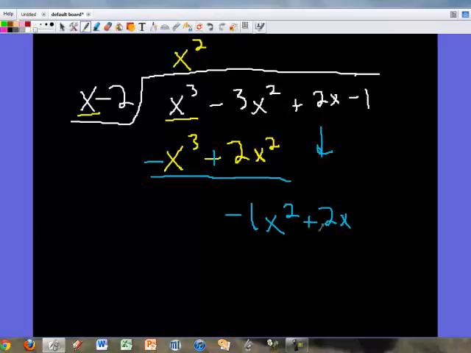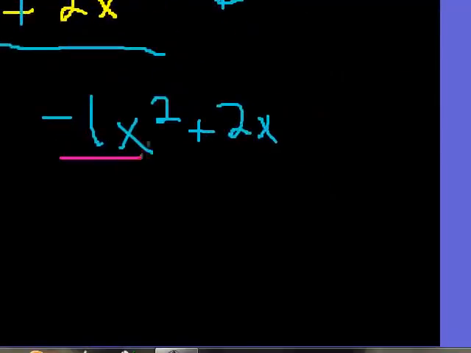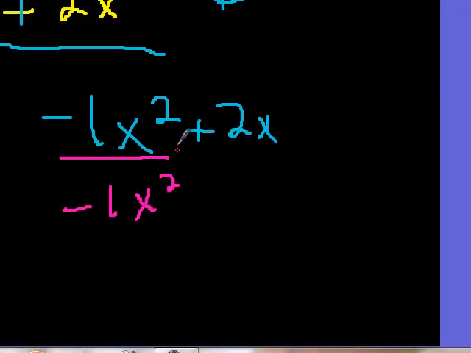And now divide again, only using this term and the x this time. So negative 1x squared divided by x, that gives you negative 1x. So now multiply. Negative 1x times x, negative 1x squared. Negative 1x times negative 2, plus 2x.